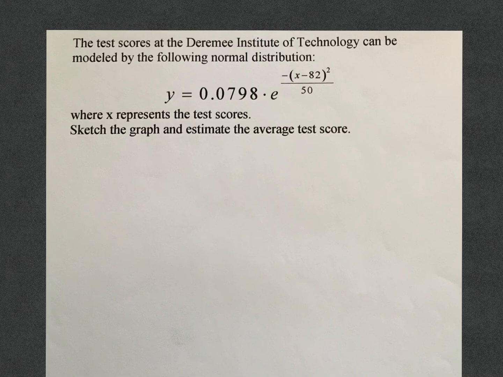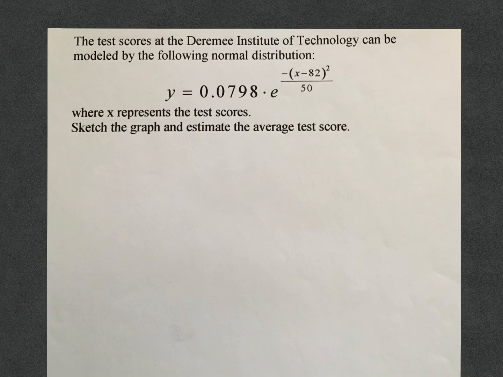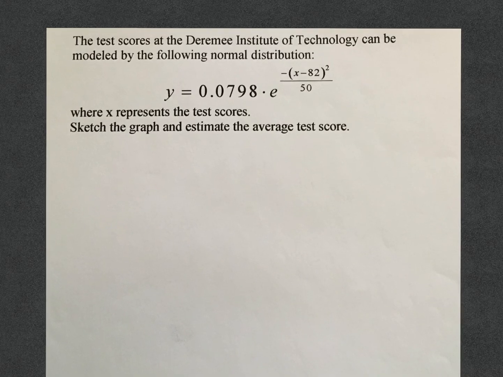application problem. And this one's going to be essentially just totally on your calculator. It says the test scores, let me choose a color here. The test scores at the Dramy Institute of Technology can be modeled by the following normal distribution. And before I give you the equation, obviously you guys can read it, where X represents the test scores, and then it asks you to sketch the graph and estimate the average test score.